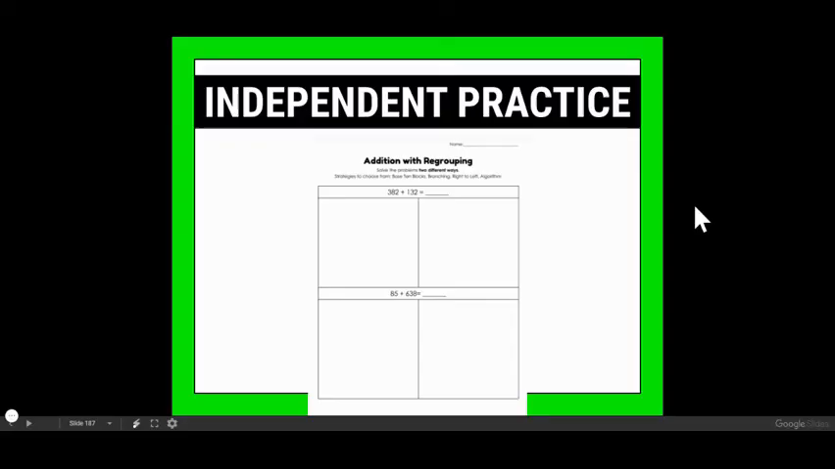Awesome job. Now that you've watched me practice some problems, it is your turn to practice your own. So you have these two different problems, 382 plus 132 and 85 plus 638. So for each problem, you need to solve it two different ways. And you can decide if you want to solve them the same way both times, you can. So for example, I could do base 10 blocks and algorithm, and base 10 and algorithm again, but I at least need to see two different strategies for each problem and make sure that I see your regrouping.